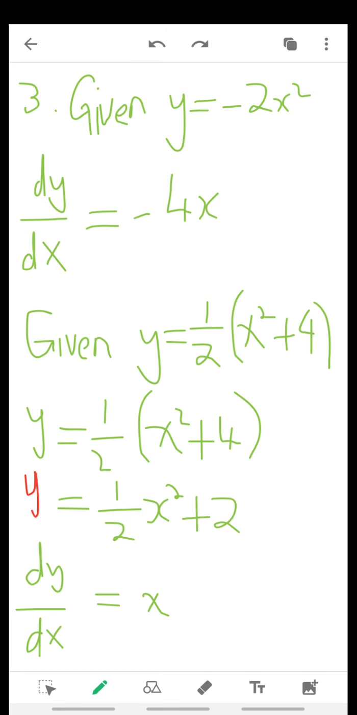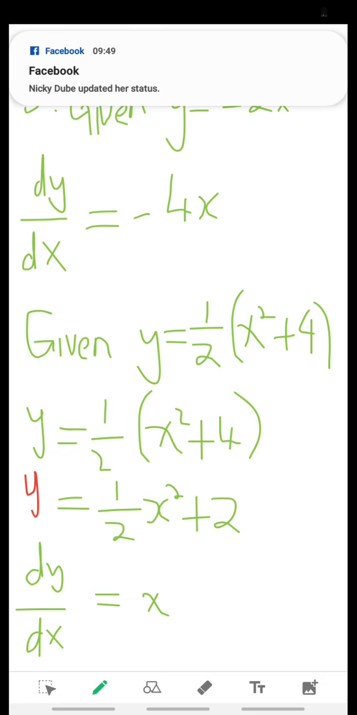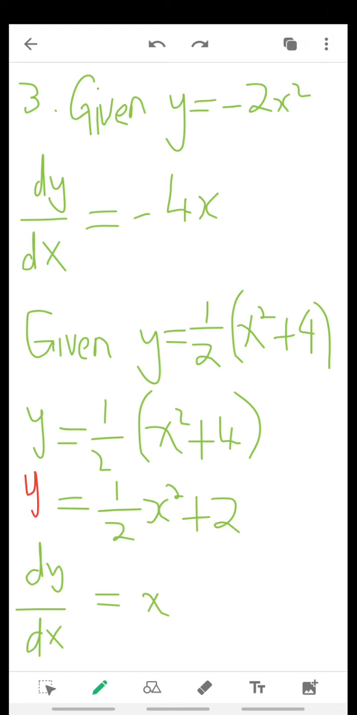But the final answer will be dy over dx. So immediately I write dy over dx, I'm deriving. Don't write dy over dx and then say minus 2x squared. That will be incorrect. Immediately write dy over dx, then my derivative. Well done. Let's go to the next one.